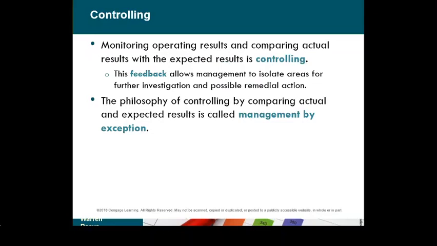Third is controlling. Controlling is monitoring operating result and comparing actual result with what we have planned just now. So this allows for the management to receive feedback in order for them to identify what kind of mistake have happened, what kind of deviation that happens during the process, and therefore they could suggest a solution to rectify those mistakes and deviations just now. This kind of philosophy of comparing the actual result with what we have expected before is called management by exception.